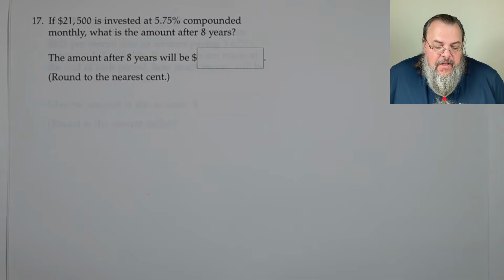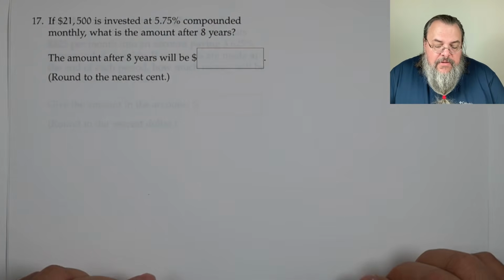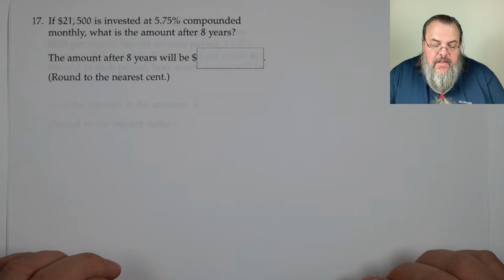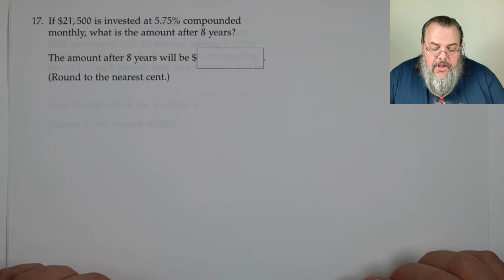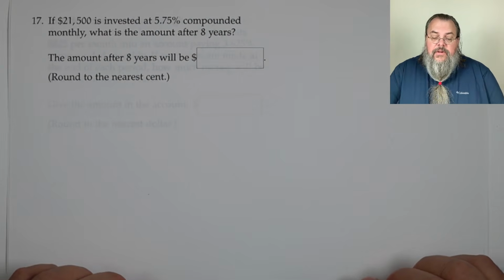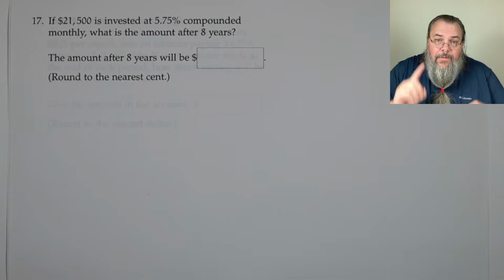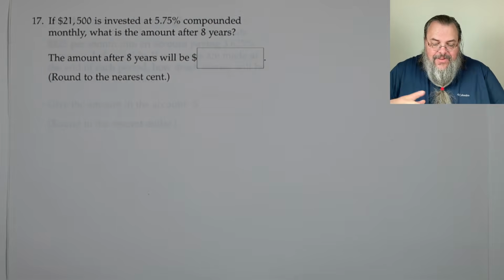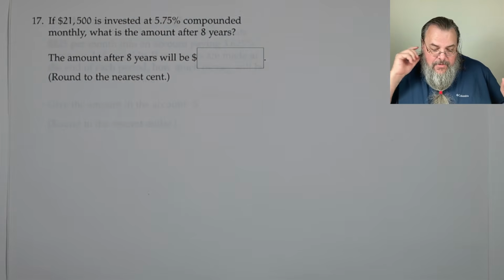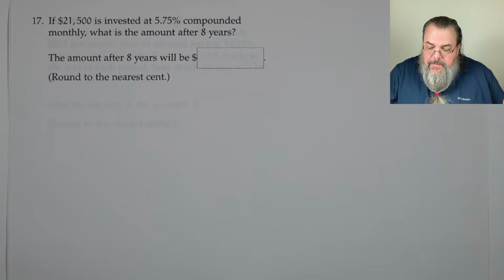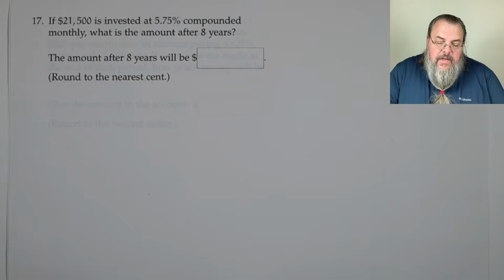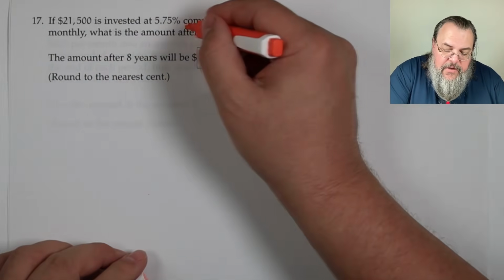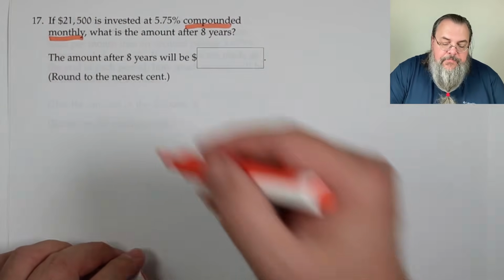17. If $21,500 is invested at 5.75% compounded monthly, what is the amount after 8 years? All right. Now notice, we're only doing a one-time investment. So this is not an annuity. So we're investing, and we have a couple of clues here. It's something that's being compounded monthly.